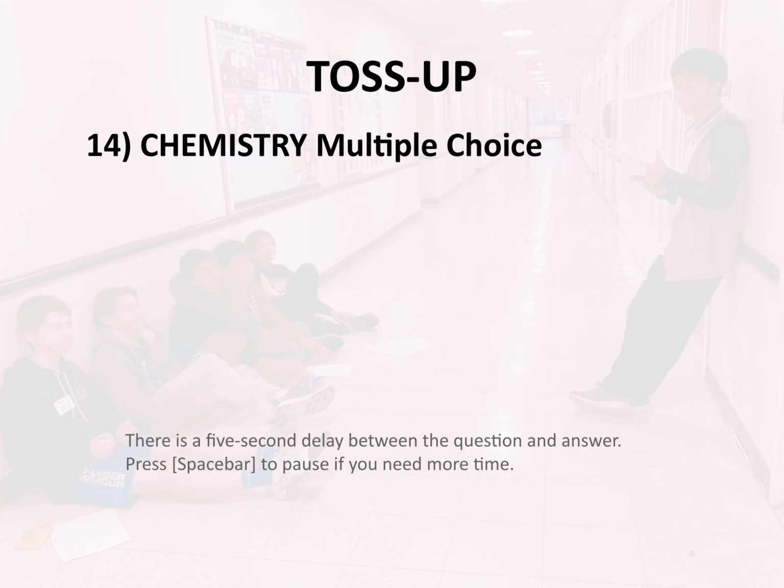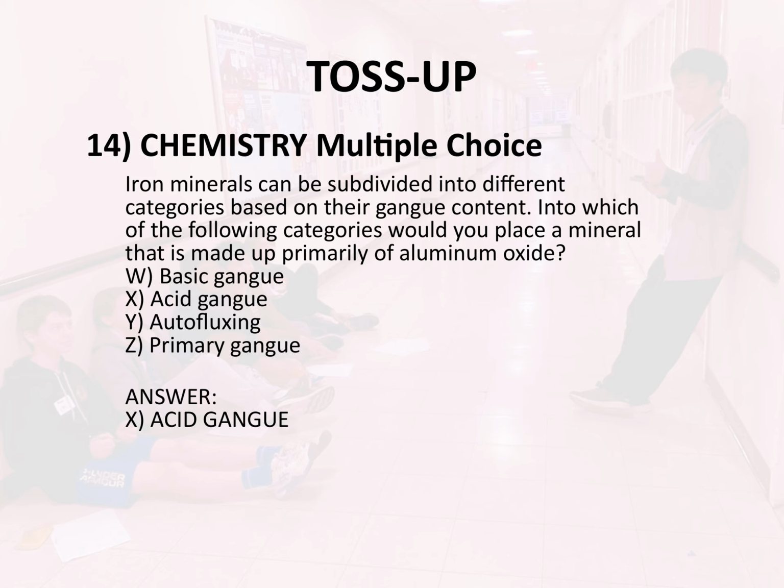Toss-up 14. Chemistry. Multiple choice. Iron minerals can be subdivided into different categories based on their gangue content. Into which of the following categories would you place a mineral that is made up primarily of aluminum oxide? W. Basic gangue, X. Acid gangue, Y. Autofluxing, Z. Primary gangue. Answer: X. Acid gangue.